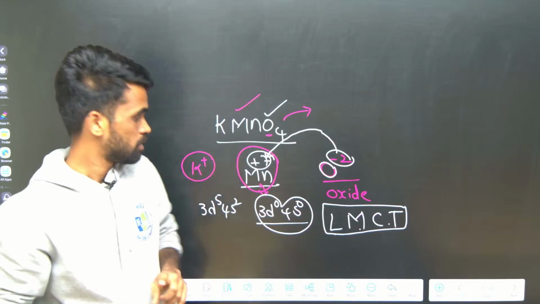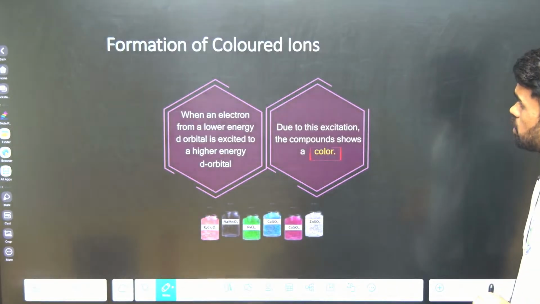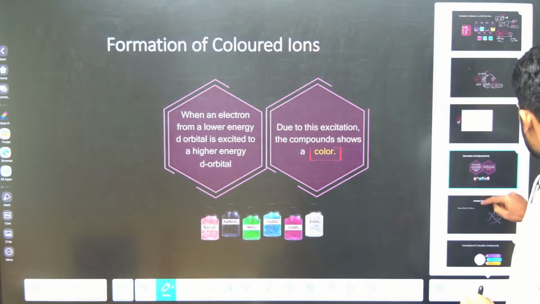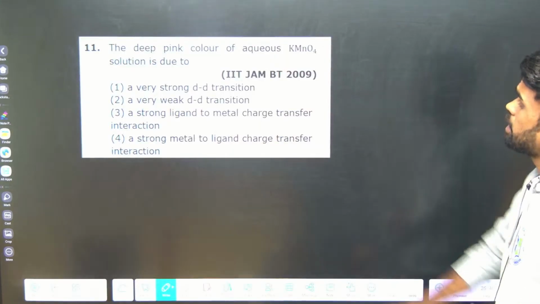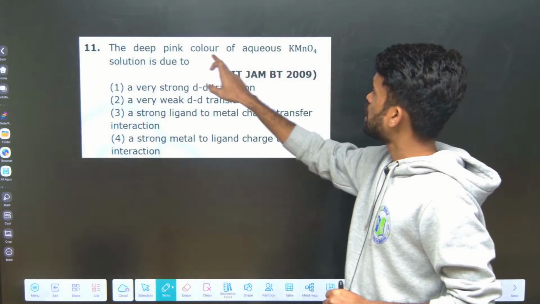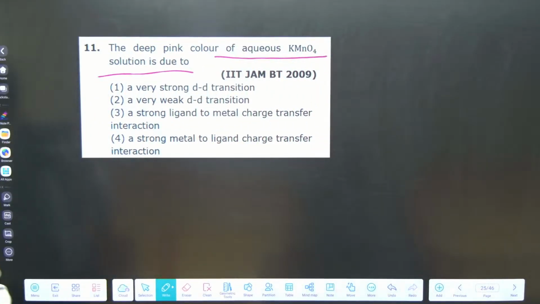Now look at the question asked on this. Let me show you a question. See here: the deep pink color of aqueous KMnO4 solution is due to what? What might be the reason?